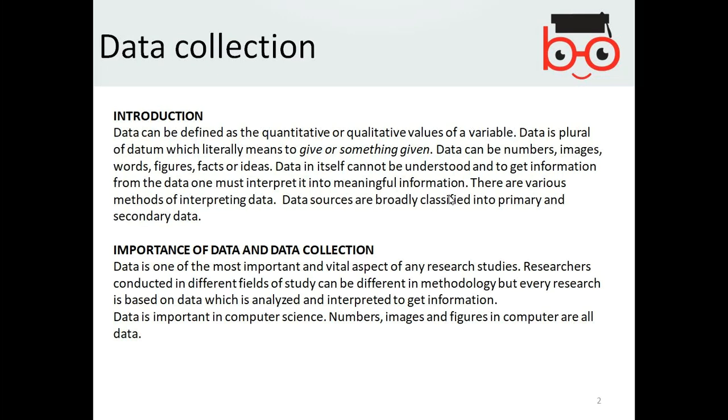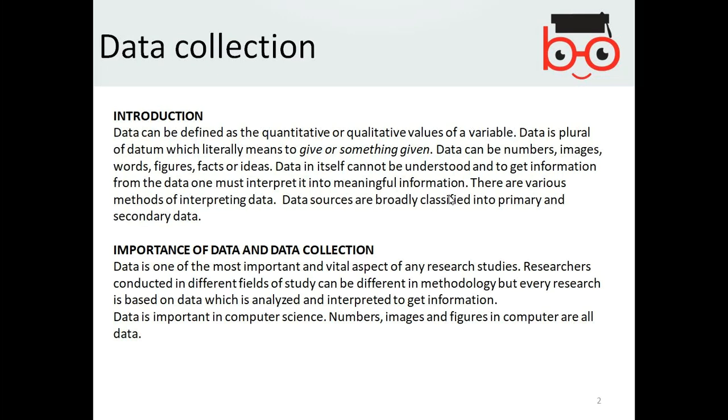So data sources are broadly classified into primary and secondary data. When you really want to do research, you need to deal with the data, and the data needs to be interpreted, and the sources of the data can be either primary data or secondary data. In the next slides we will be discussing what primary data and secondary data are.